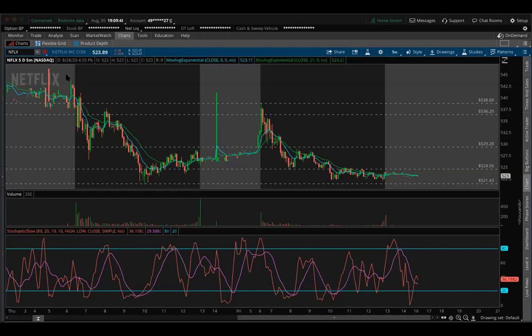Stochastics oscillators is a lagging indicator. 90% of all indicators are lagging indicators, including stochastics. It is important to note that the stochastics is, oh my gosh.